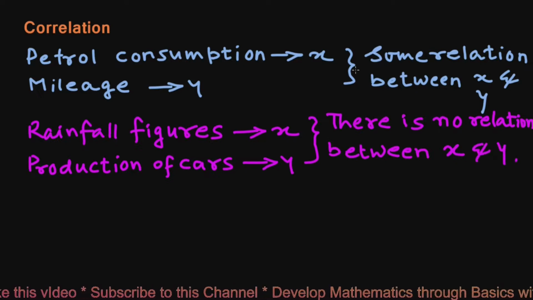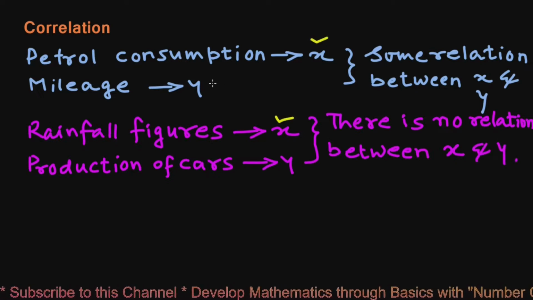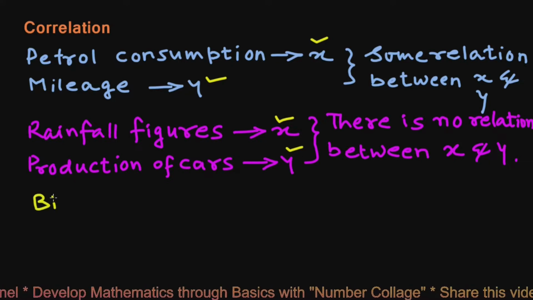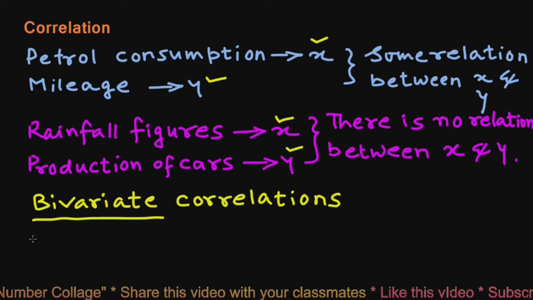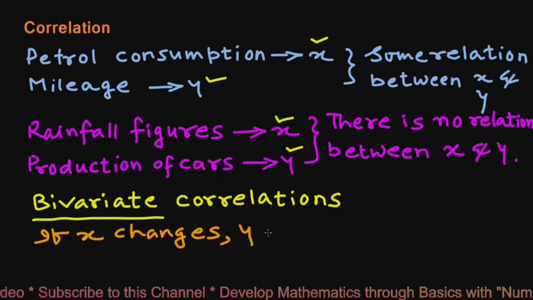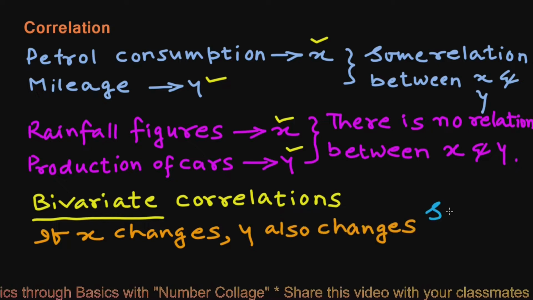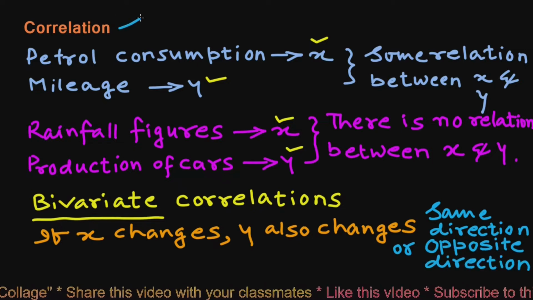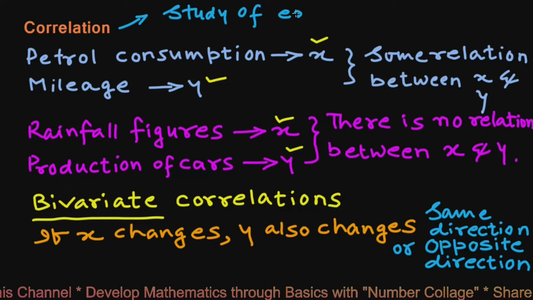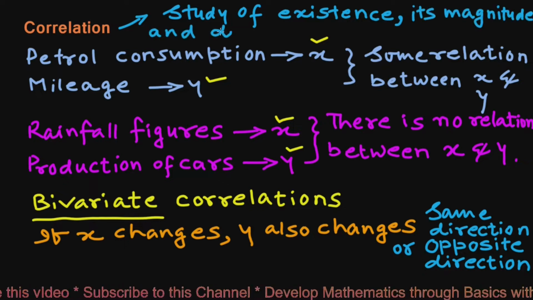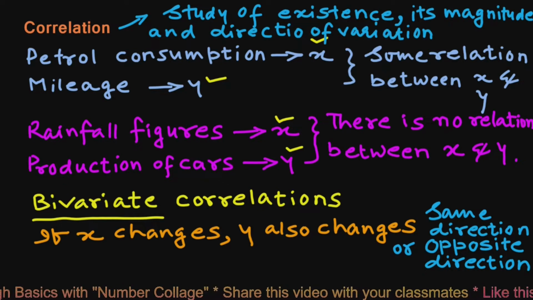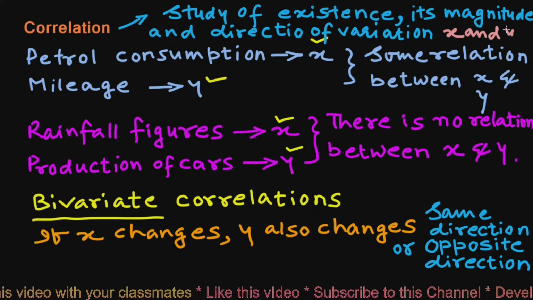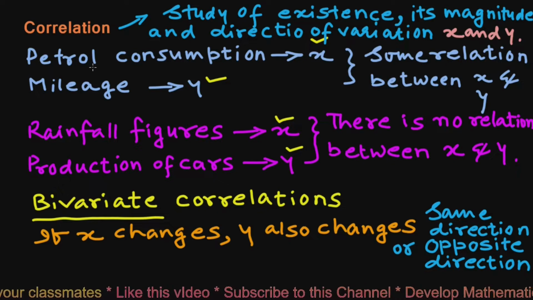This relationship involves two variables X and Y. Therefore, such relationships are known as bivariate correlations. Here, if X changes, Y also changes in the same direction or in opposite direction. Therefore, correlation is the study of existence, its magnitude and direction of variation between two or more variables, or in this case between X and Y. So this is what is known as correlation.